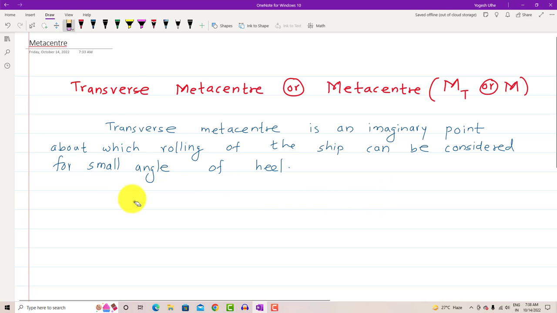Before going further, everyone please write down, give the heading transverse metacenter or metacenter, and write down this definition of transverse metacenter. Everyone write down this definition.